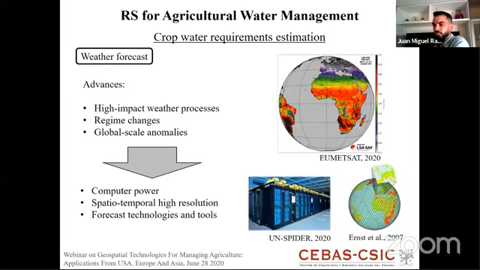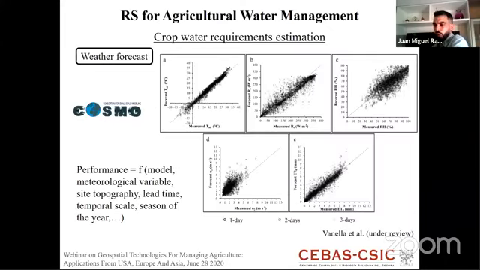These advances are a direct consequence of the increase of computer power, the high spatiotemporal resolution of the models, and also the improvement of forecast technologies and tools. Additionally, the accuracy of the weather forecast depends on the model used, the meteorological variable to be predicted, the site topography, the lead time, temporal scale, and the season of the year, among others.